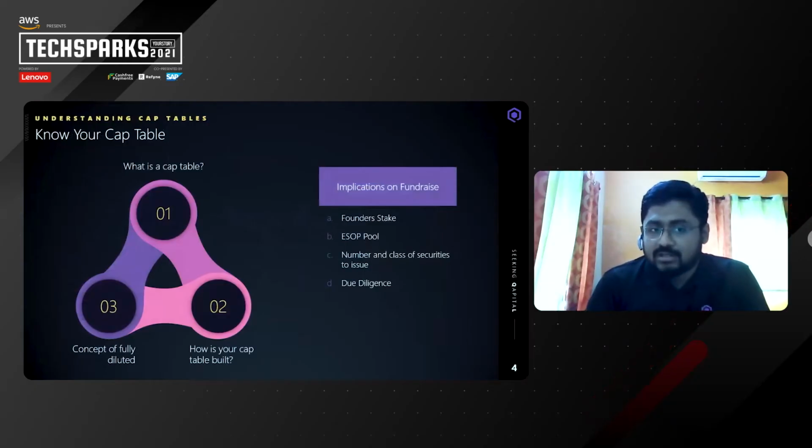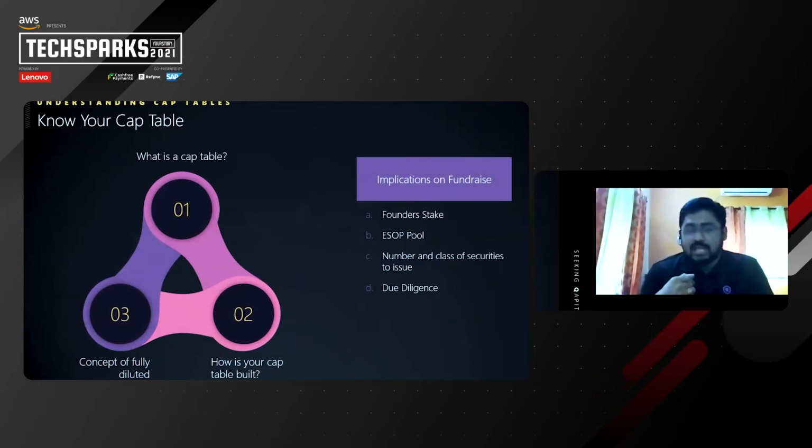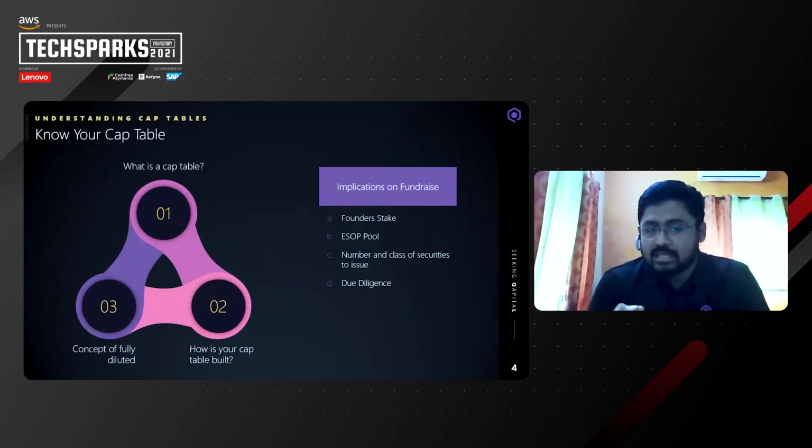Now coming to the section on cap tables. So what is really a cap table? A cap table, in simple English, is basically a listing of all the shareholders of a company and their ownership stake in the company.